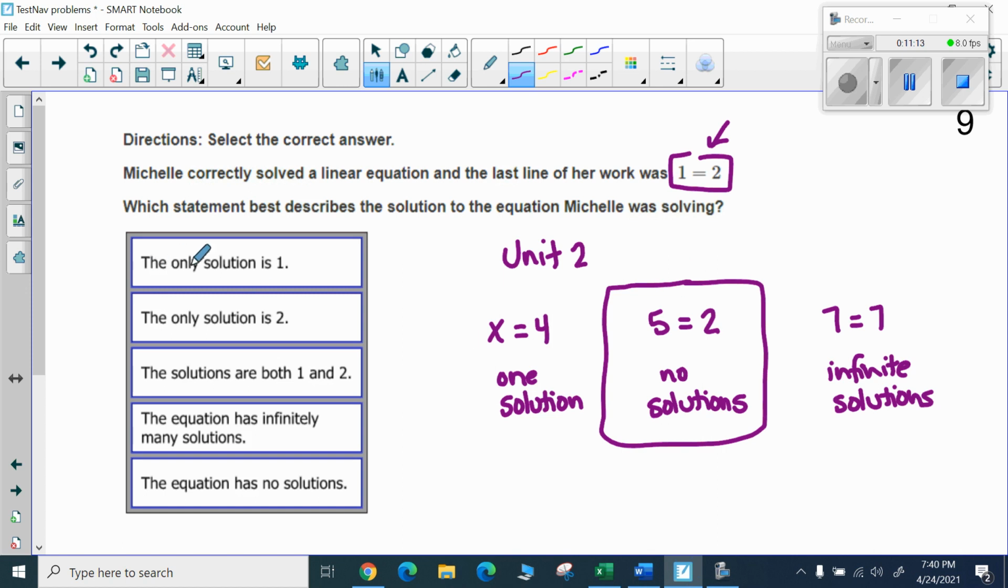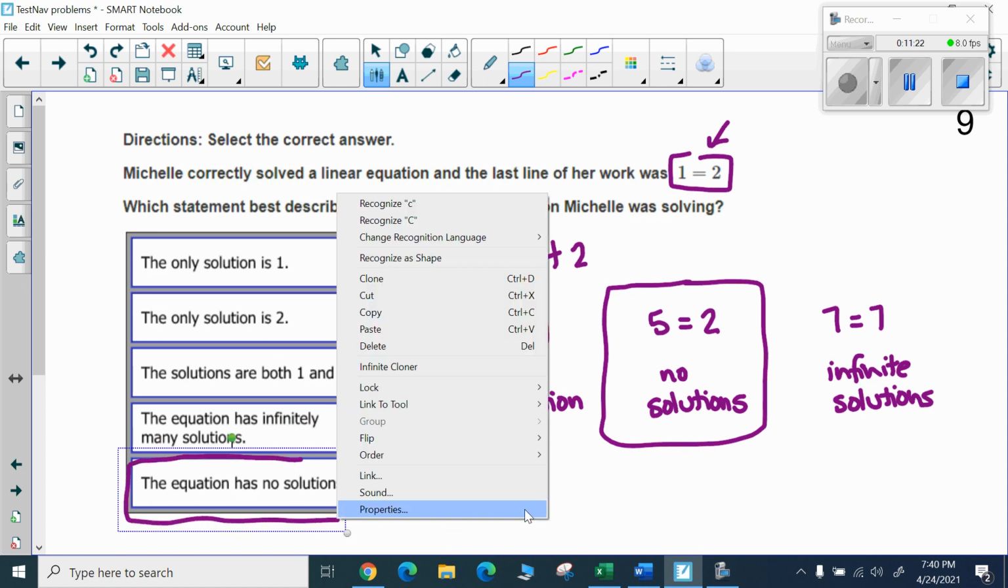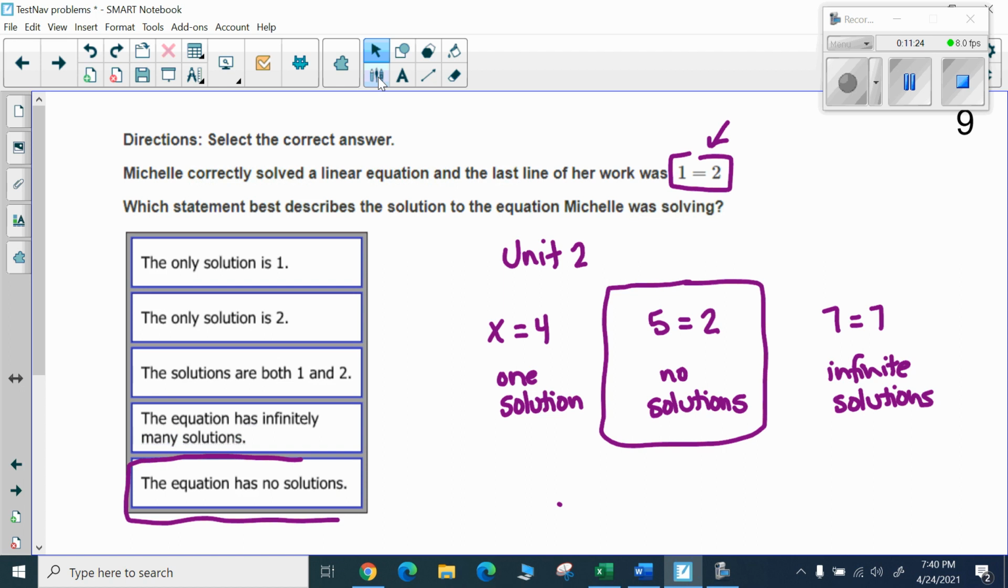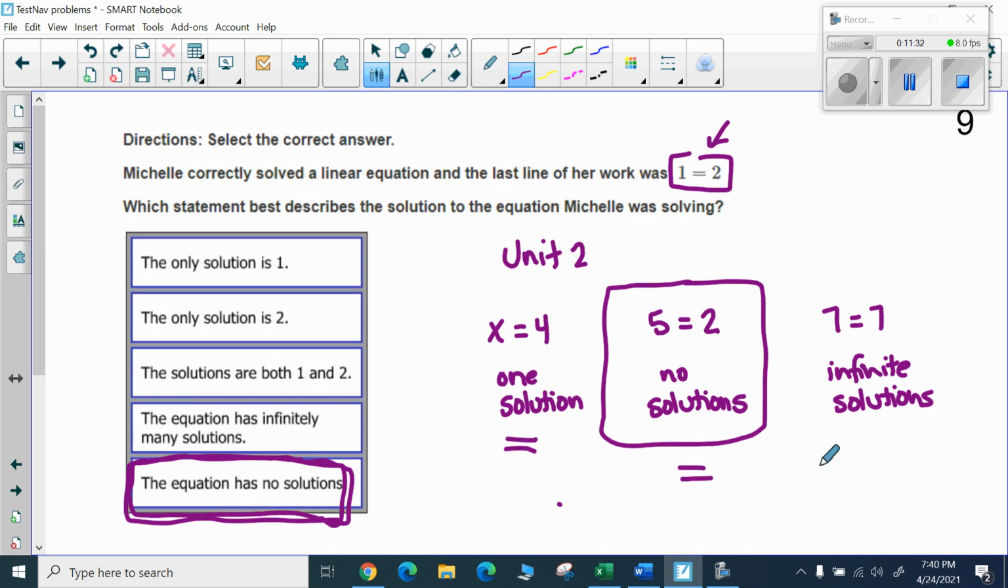So the only solution is 1, the only solution is 2, the solutions are both 1 and 2, infinitely many, or no solutions. This is the one we would pick. There are no solutions. Oops, somehow I got myself off of the pen. There we go. All right. So this is something that you just need to memorize, the 3 different solution types. And that's something that you could do pretty easily between now and your SOL.